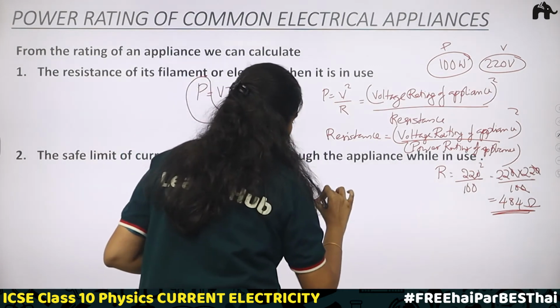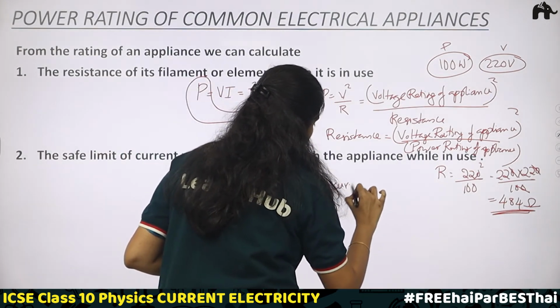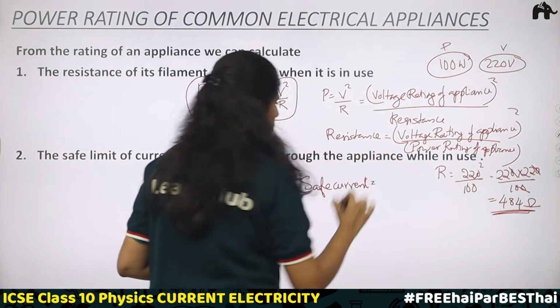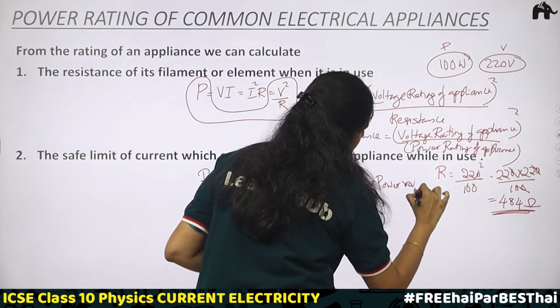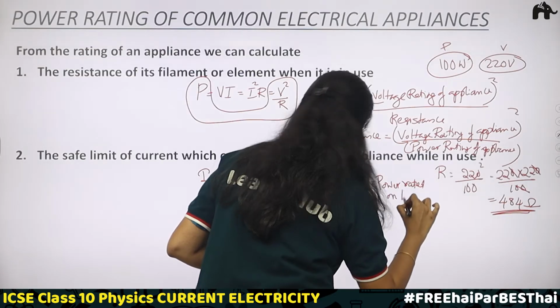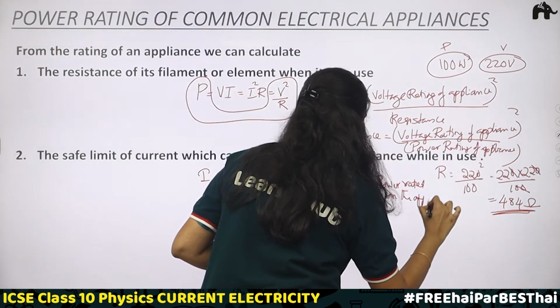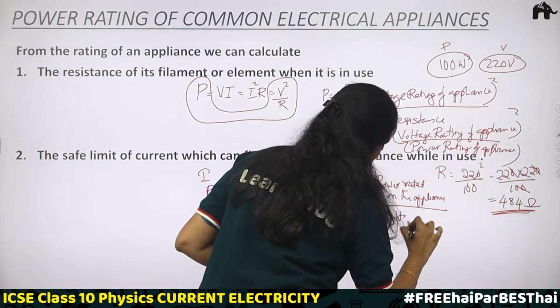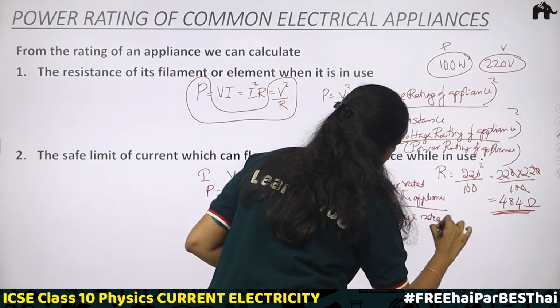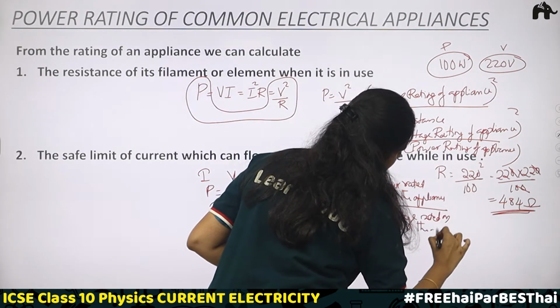Safe current is equal to power rated on the appliance divided by voltage rated on the appliance.